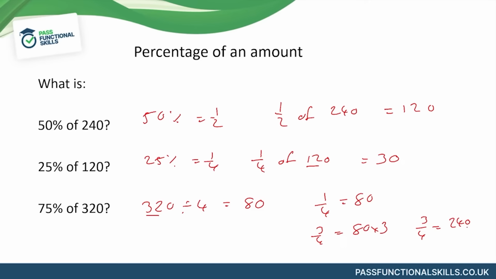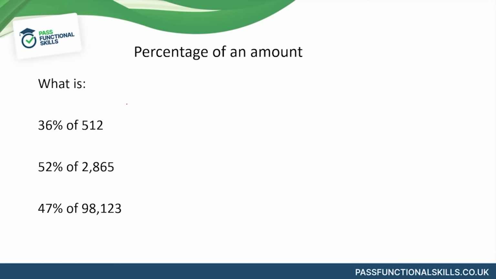So far, when we've been calculating a percentage of an amount, we've been working with nice percentage amounts like 10%, 20%, 25%, 5%, 50%, etc. So what do we do when we've got really horrible amounts like 36, 52, 47? To do this, you need to develop an understanding of percentage multipliers.